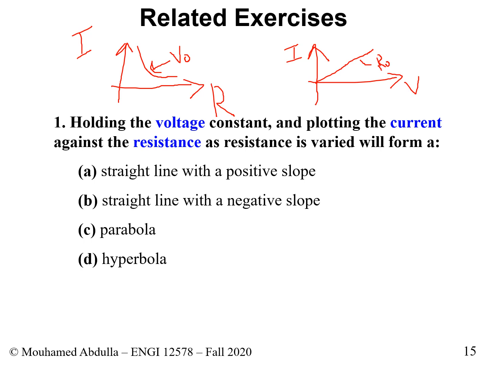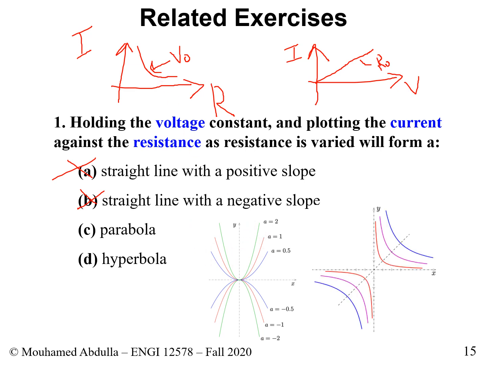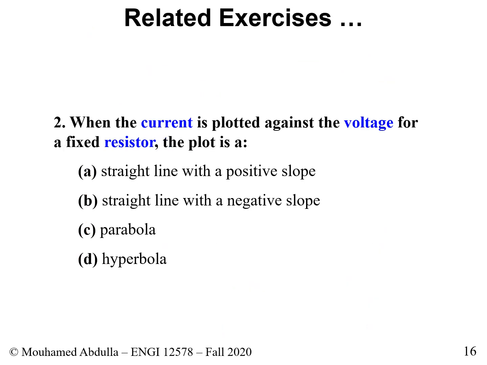So will you have a straight line with a positive slope? This is wrong. Will you have a straight line with a negative slope? This is wrong. Will you have a parabola? A parabola is like this. This is not what we got. This is different. This is a hyperbola. A hyperbola is something like this. This is the positive one. So this means that this is wrong, and the answer should be D. Let's see if that's the answer. The answer is indeed D.